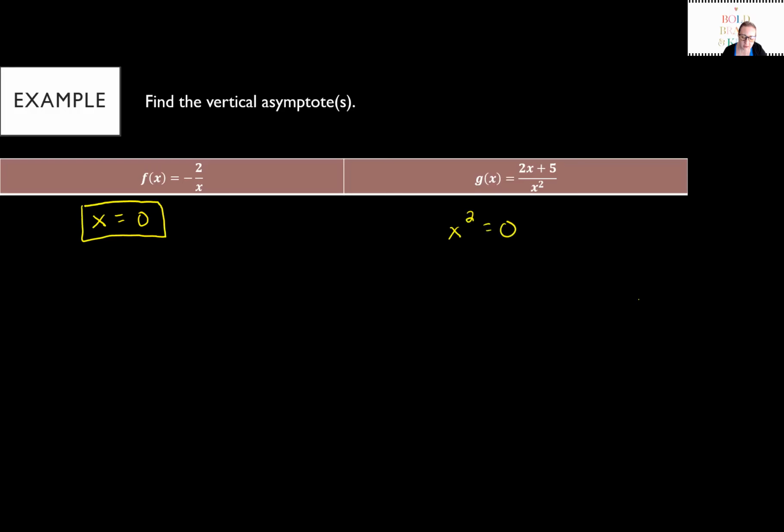And so we're going to take the square root of both sides because we have x squared. So if you have x squared equals a number, you solve by taking square roots. And that will give you a plus or minus answer. But in this case, it's just plus or minus 0. So I can literally write x equals plus or minus 0. The square root of 0 is 0, but plus or minus 0 doesn't mean anything. So these have the same vertical asymptote. They both have a vertical asymptote at x equals 0.